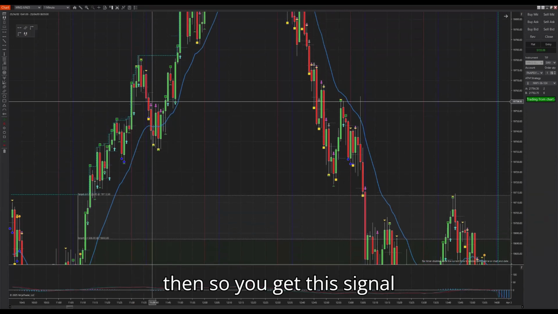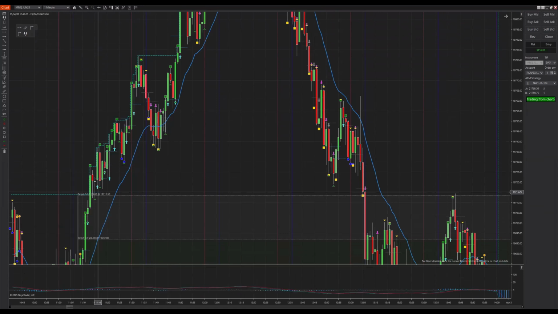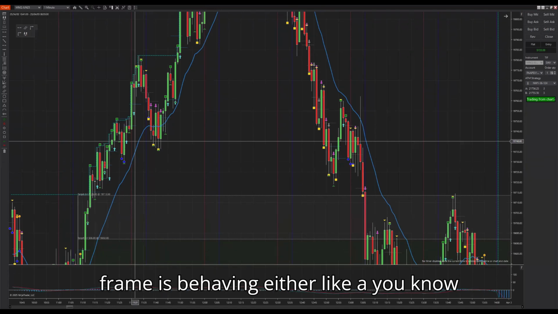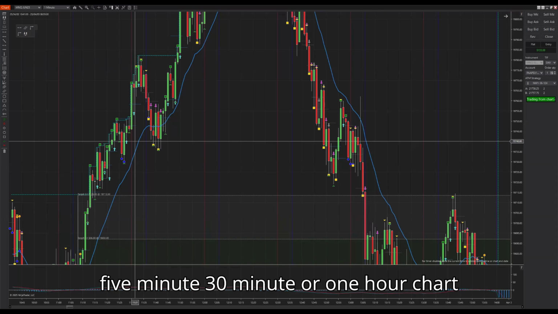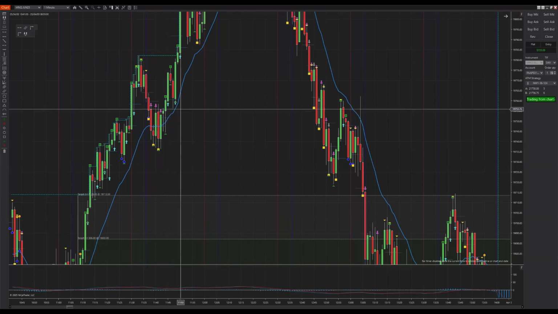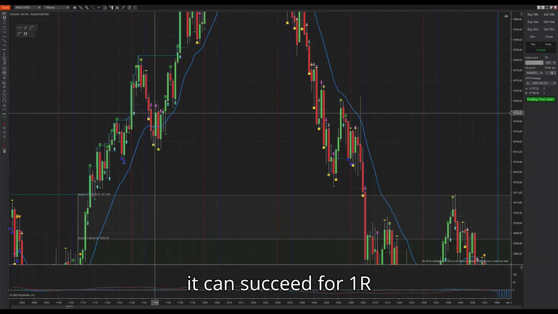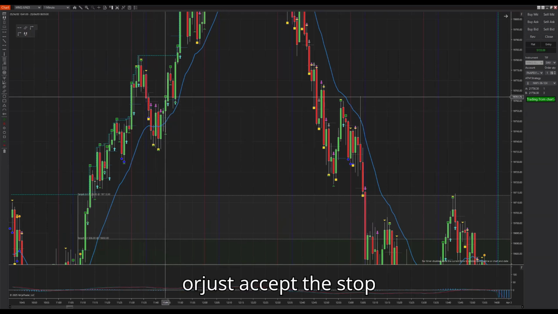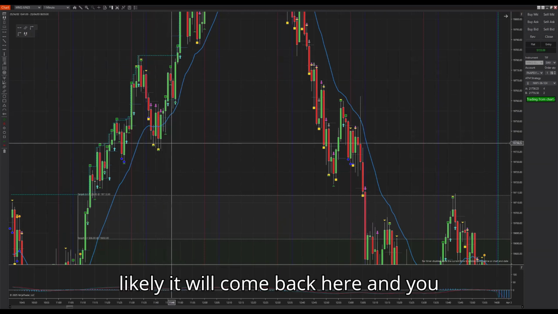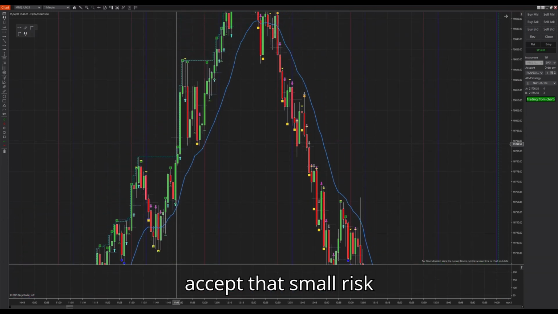So you get this signal. This probably most likely will stop out. You also have to take a look at the context and how the higher time frame is behaving, either like a 5 minute, 30 minute, or 1 hour chart. And so either you enter the trade here and it can succeed for 1 hour, or just accept the stop. If you are waiting for 2 hour profit, most likely it will come back here and you will be stopped out. And it's better to accept that small risk.